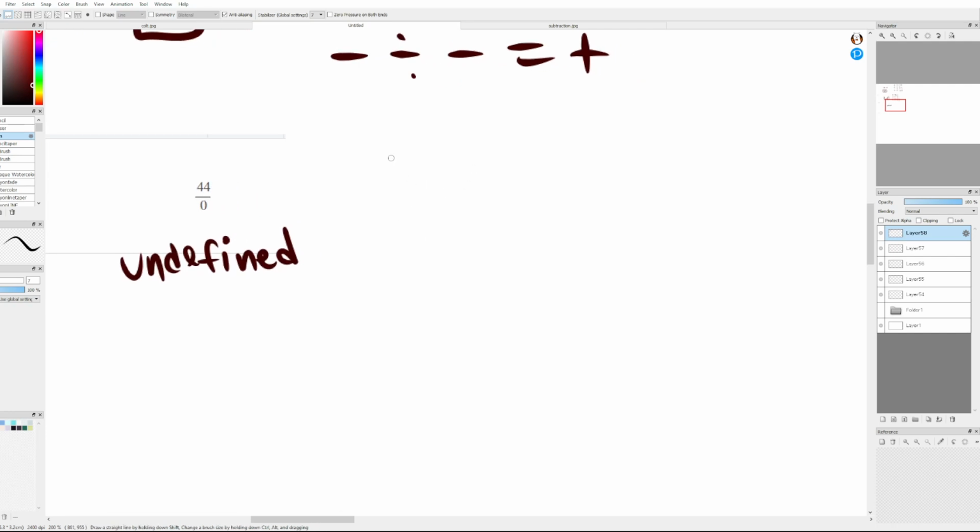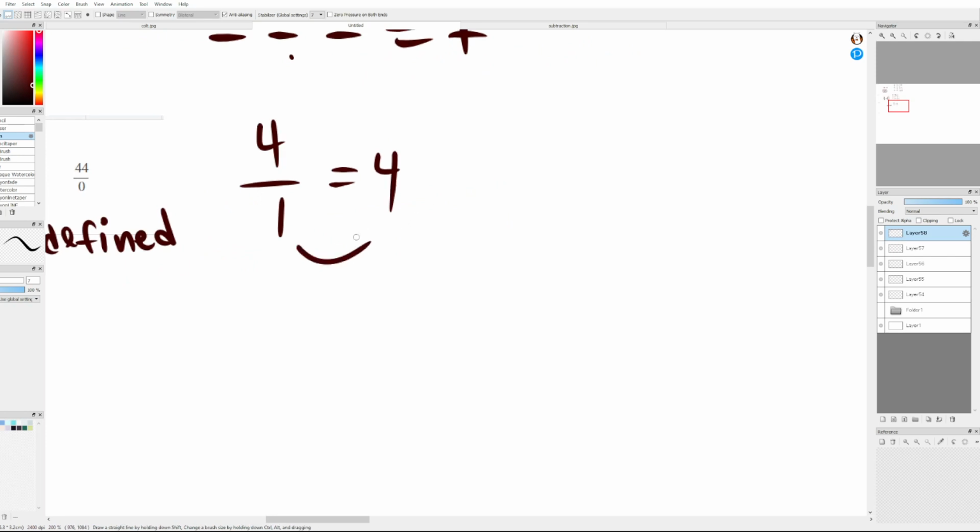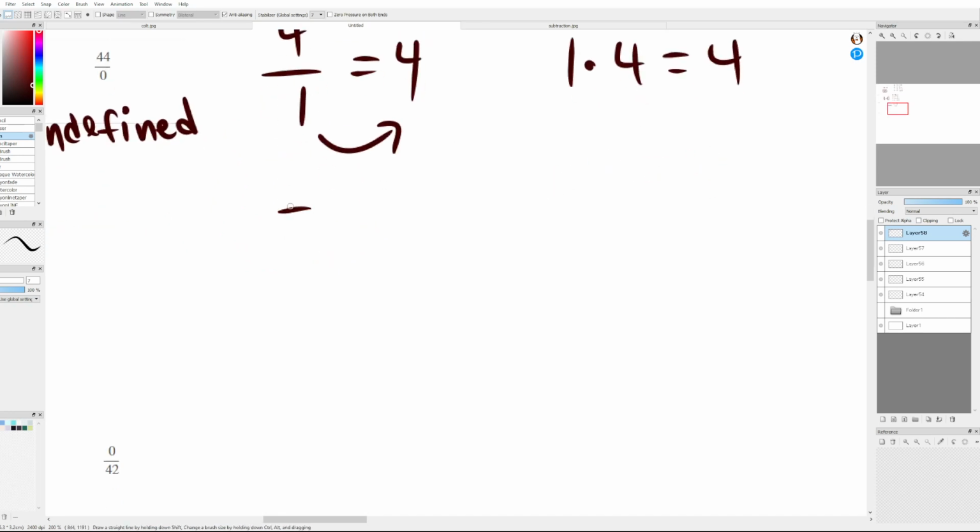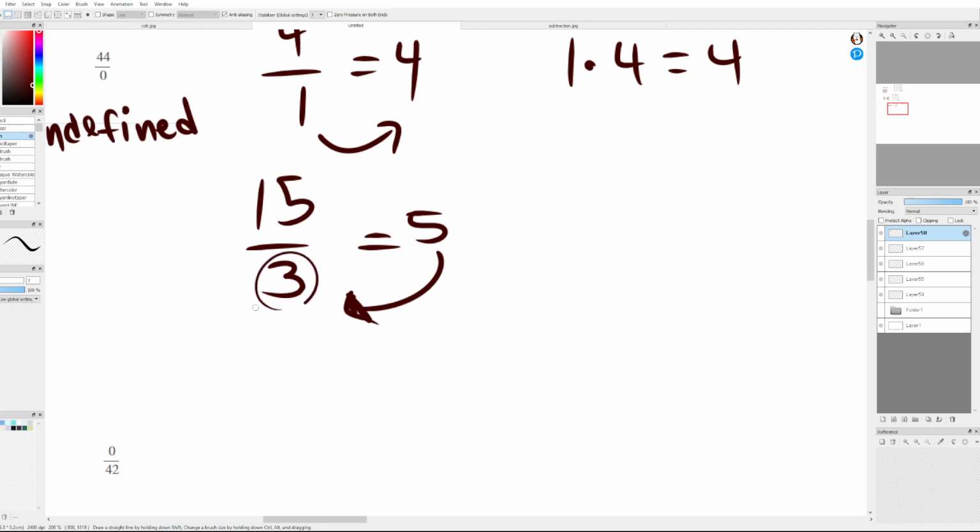So, if you have a number like 4 divided by 1 equals 4, we can take this bottom number times the answer, and we should get this top number. So, 1 times 4 is equal to 4. I'm trying to think of easy numbers. 15 divided by 3 equals 5. We can take our result times the denominator, and we should get the numerator. So 5 times 3 is equal to 15.